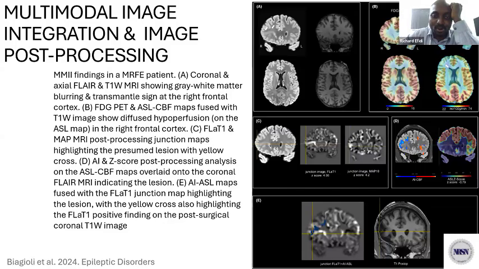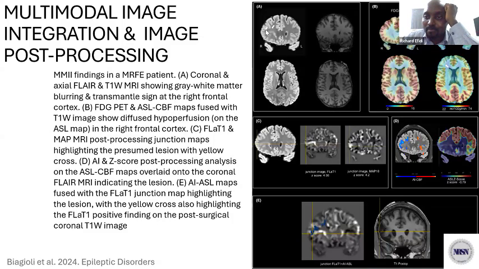So the role or the utility of multimodal image integration with post-processing is illustrated in these slides. This is a case of drug-resistant epilepsy, in which FLAIR-weighted images were acquired, and it shows this focal hyperintensity with transmantle sign, which is characteristic of focal cortical dysplasia type 2. This was not so conspicuous on the T1.